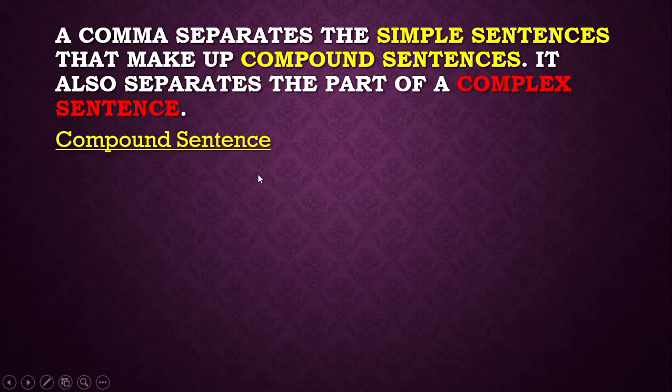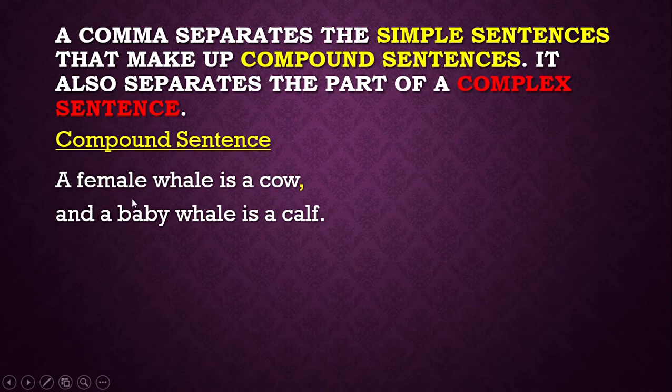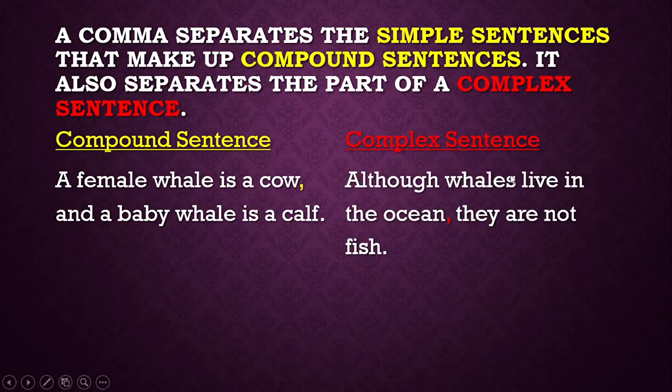So with a compound sentence, remember a compound has two simple sentences, like a female whale is a cow and a baby whale is a calf. But remember when you combine them and add a conjunction like and, but, or, you use a comma for that. Okay? Now, as far as a complex sentence goes, that's if there's a clause or a beginning that says, although whales live in the ocean, they are not fish. So if it starts with something that sounds like something that's not finished, that's where you'll put the comma.